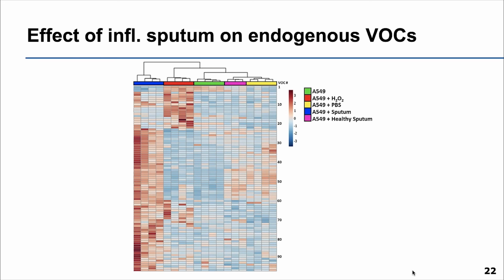And you see that next to that, we have the H2O2 cells, and we have also an overexpression, but not exactly the same compounds are overexpressed. So the stress conditions are mimicking, but not reproducing the biological stress. And after we have our cell, and we see that basically our healthy sputum is really close to the cell with PBS.